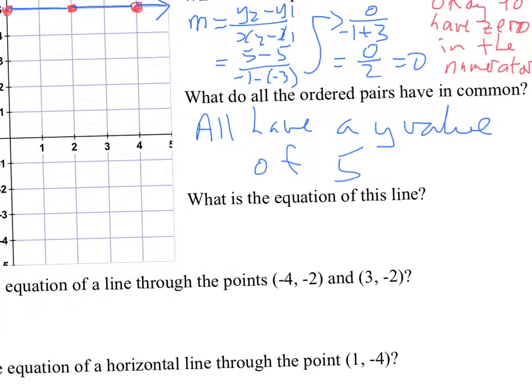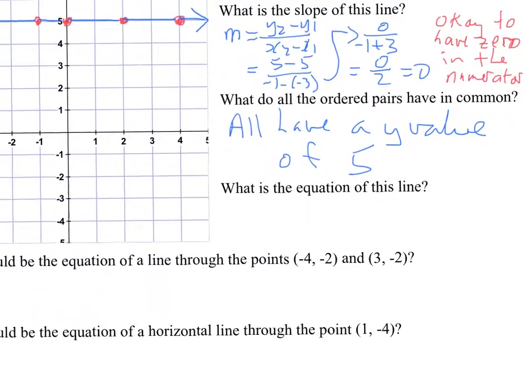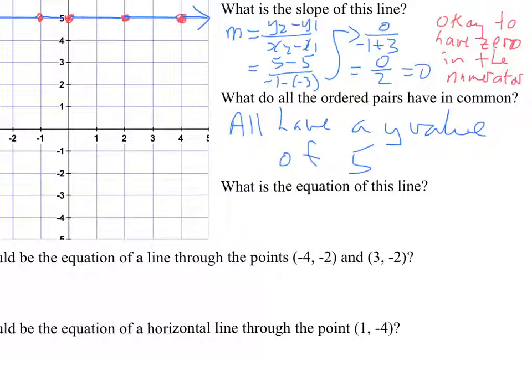Now, if the slope is 0, let's just think about this for a second. Remember that y is equal to mx plus b. What do we know that m is? Well, we just calculated m. What does m say in the thing above? 0. So m is 0. And b is always the y-intercept. Where does this line cross the y-axis? At 5. So is it like y is equal to 0 times x plus 5?